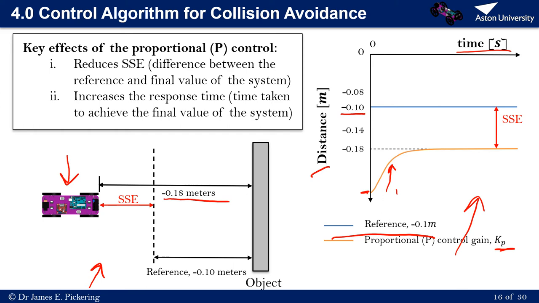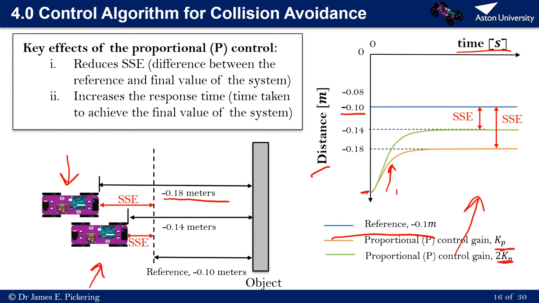What you'll notice is the difference between the reference and the proportional control gain system, the cart movement here. I've denoted the difference SSE, which is the steady state error, the difference between the reference and the final value of the system. As I increase the proportional control gain, say if I doubled the value, the steady state error has reduced. Now the value is minus 0.14. So the steady state error has reduced, hence the car is getting closer to the reference with that particular control method.